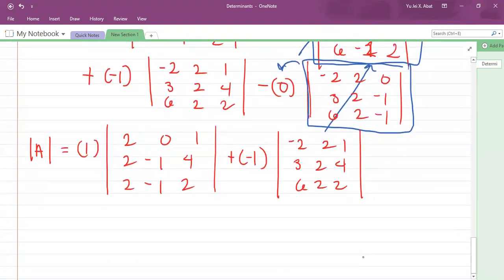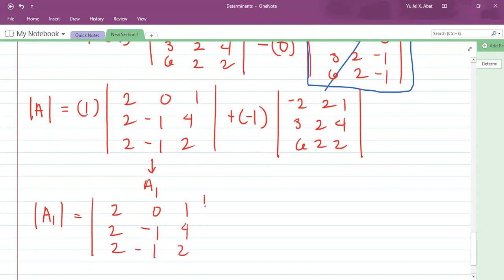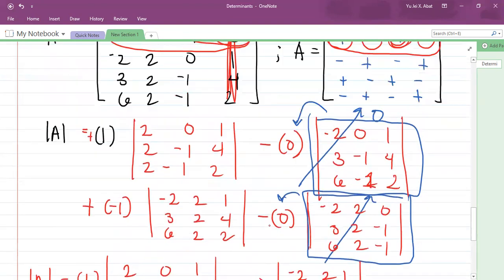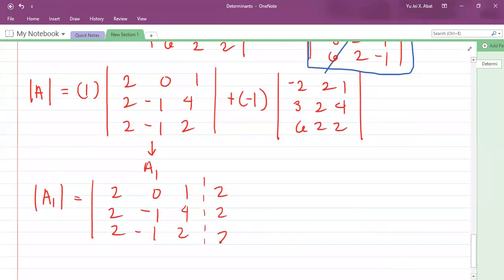Okay, so gagawin natin, kukunin natin yung determinant nito. So, let's say ito yung A1, kunin natin determinant niyan. So, determinant muna ng A1, so that's 2, 0, 1, 2, -1, 4, 2, -1, 2. Copy the first two columns. 2, 2, 2. Oy, tama ba to? 2, 2, 2 talaga siya. Oo nga, 2, 2, 2 siya lahat. Okay. Let's see what will happen. 2, 2, 2, 0, -1, -1.